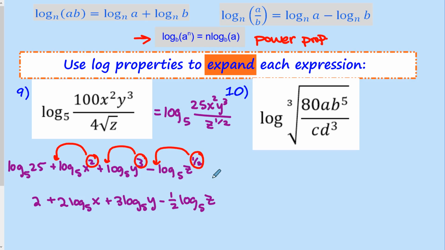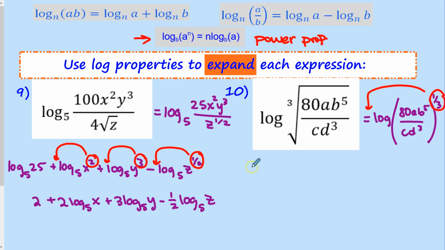Okay, problem number 10. What I'm going to do to start this one is to change my radical into an exponent. So this is the same thing as the log of 80a b to the 5th over c d cubed all to the 1/3 power. So all of them are to the 1/3 power. So for this problem, the first property I want to use is the power property and bring the 1/3 out to the front of the logarithm. So we have 1/3 times the log of that entire thing, 80a b to the 5th over c d to the 3rd.